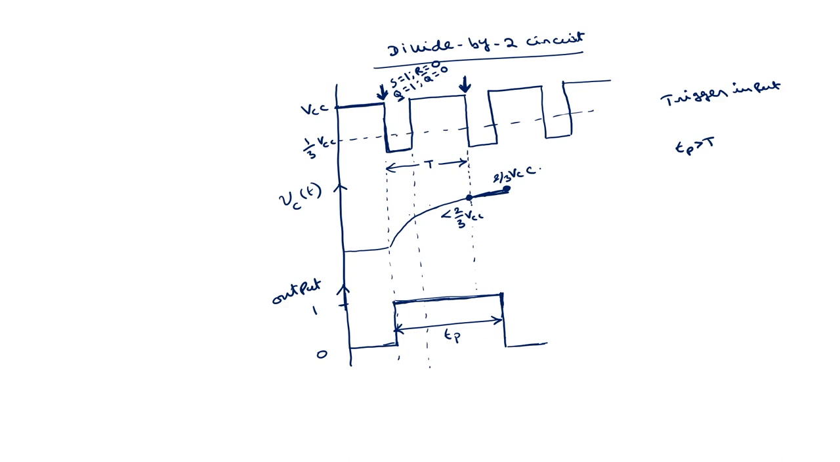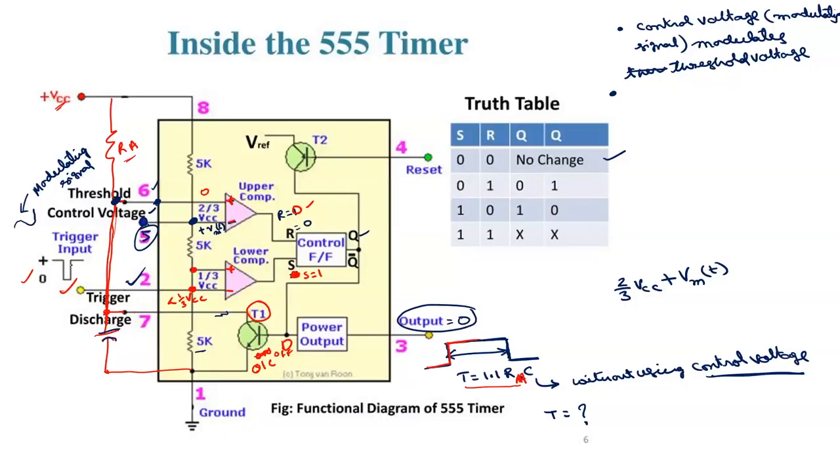Now if this trigger input exceeds slightly more than 1/3 VCC, what happens to the output of the lower comparator? In the positive going portion, whenever it crosses 1/3 VCC, the negative voltage is greater than this one, so S becomes 0. R is still 0 because this capacitor has not charged up to 2/3 VCC. If the voltage here is less than 2/3 VCC, R stays 0. R becomes 1 only if this voltage is greater than 2/3 VCC.